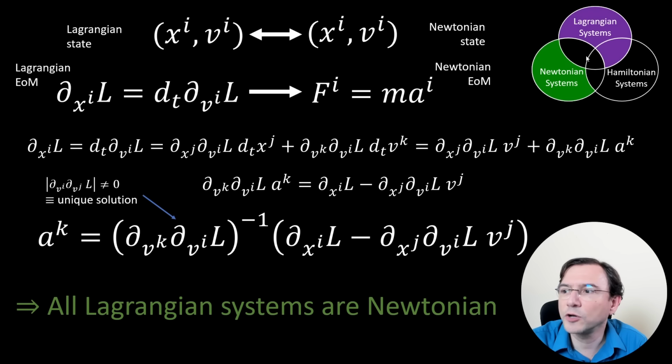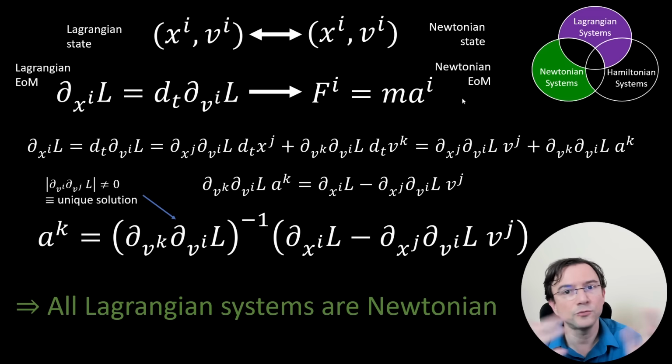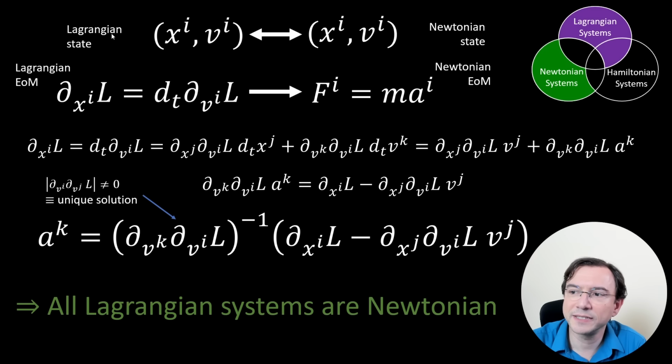Okay, now let's look at Lagrangian systems. Are there systems that are Lagrangian but not Newtonian? And again, we have to map a Lagrangian state to a Newtonian state, which in this case is very easy because they're both position and velocity, so we can always map them. And now we need to check whether we can actually map the equation of motion, so that we can map the Euler-Lagrange equation to F equals ma.